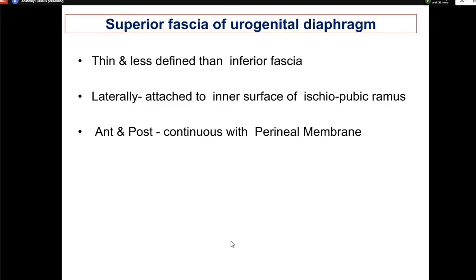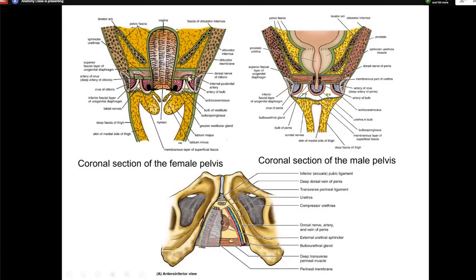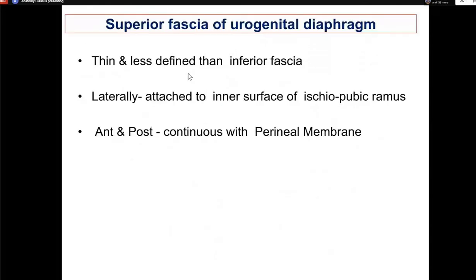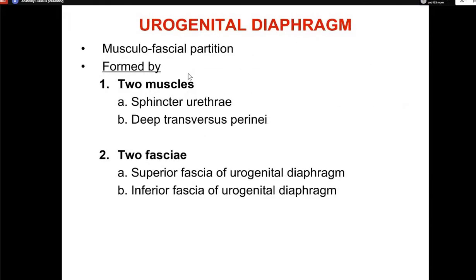So this one is the urogenital diaphragm. The urogenital diaphragm is the content of the deep perineal pouch. This thing you have to remember. So what are the muscles which will form the urogenital diaphragm? The same muscles: the sphincter urethrae and the deep transverse perineal muscle.